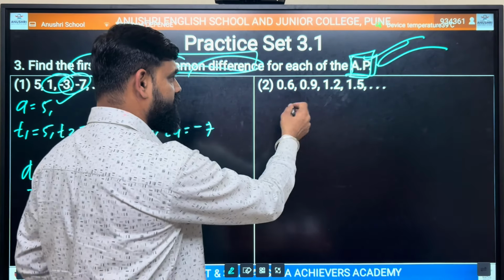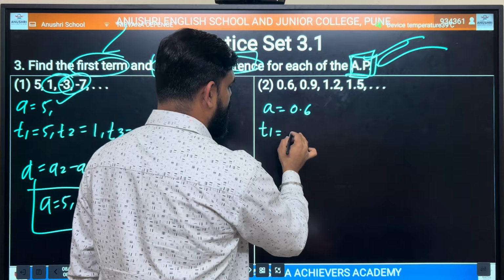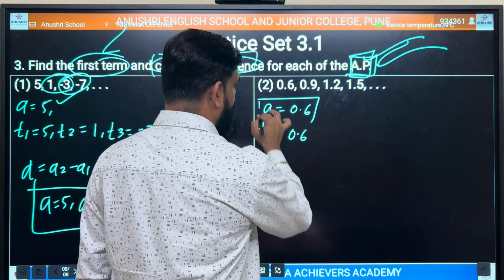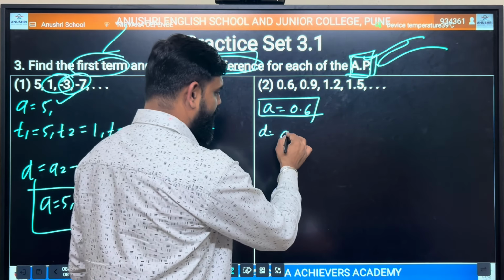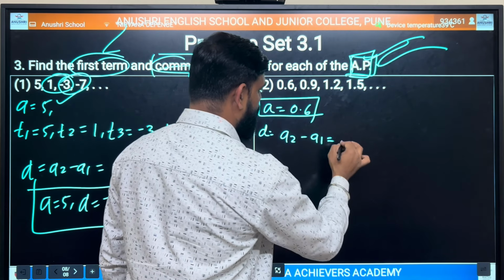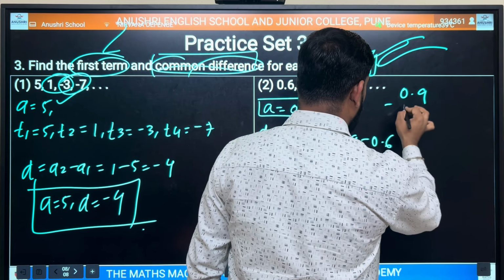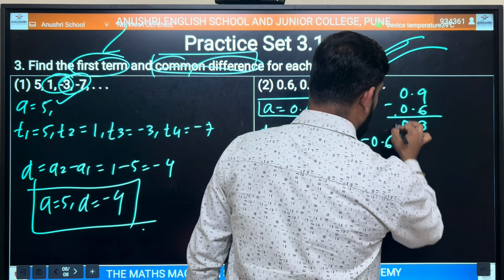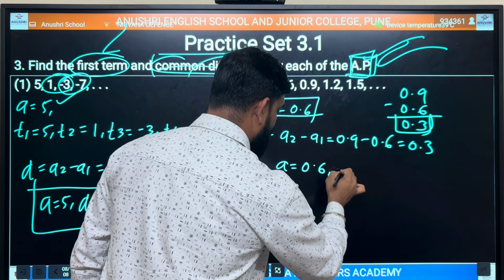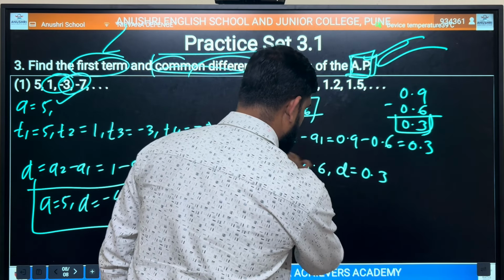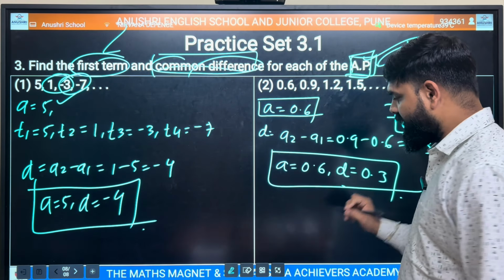In the second question we have 0.6. So A is equal to 0.6. So it is also T1. Okay, so we got this A here, and if we want to find D, that will be A2 minus A1. A2 is 0.9 minus 0.6. So we will have 0.3. So we have got A is equal to 0.6 and D is equal to 0.3 here. So this is the answer.